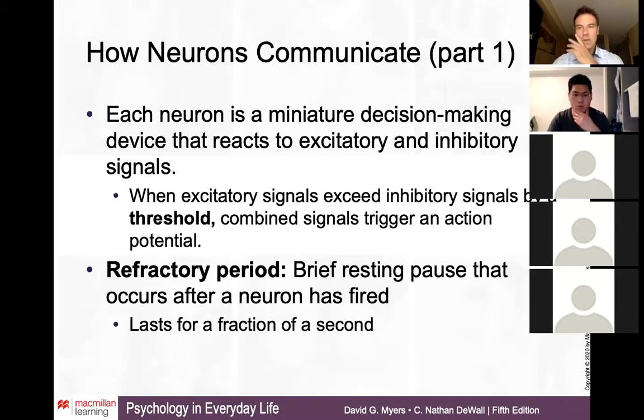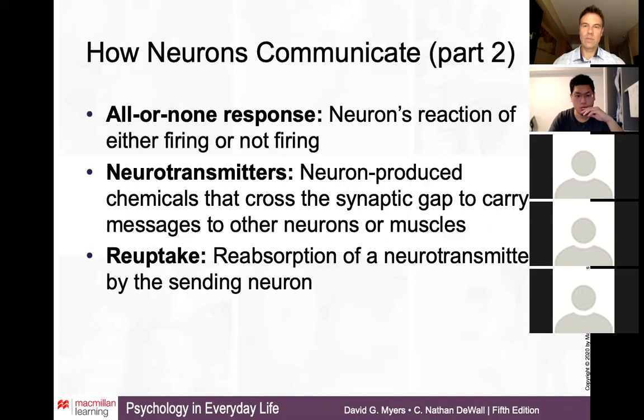And it's ready to be excited again, and to fire an action potential, an electrical action potential, so that it can be received by other neurons. So the action potential, the language of excitation, is an all-or-none response, a 0 or 1, black or white. So neurons' reactions are either firing or not firing, okay?